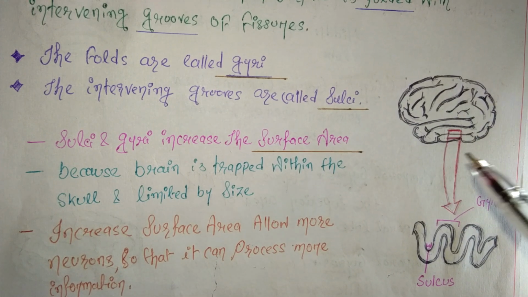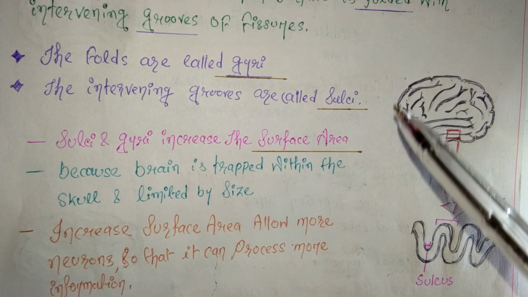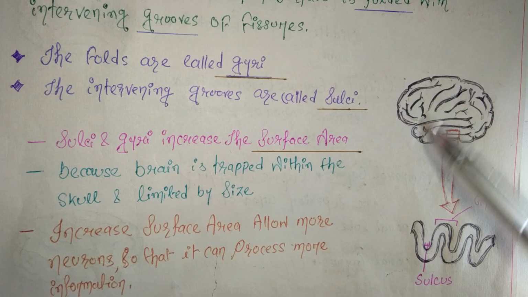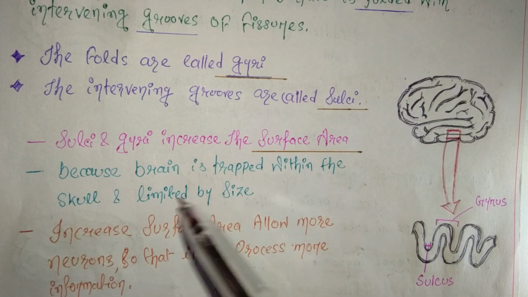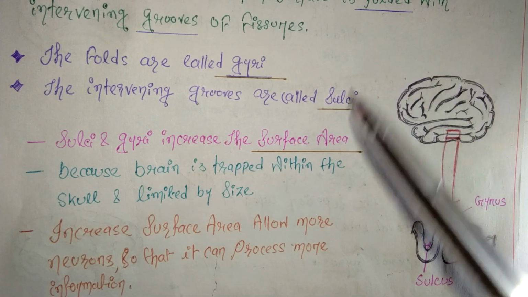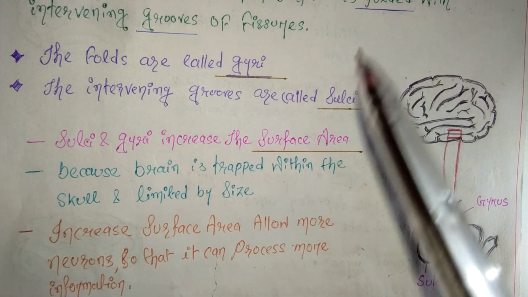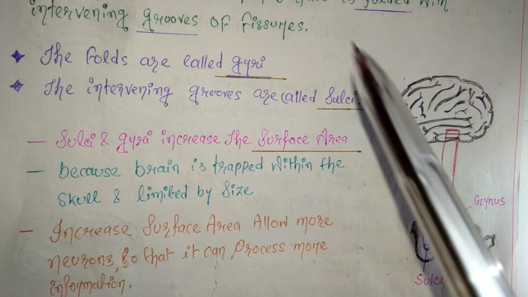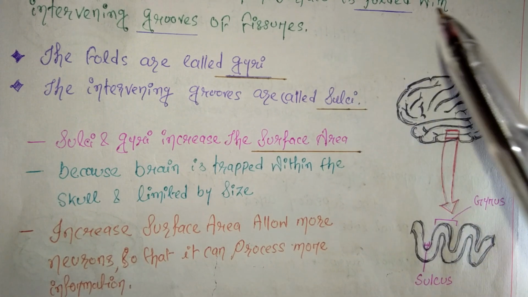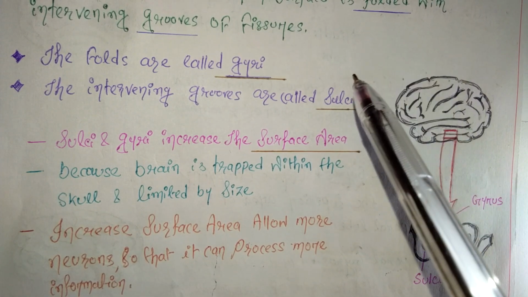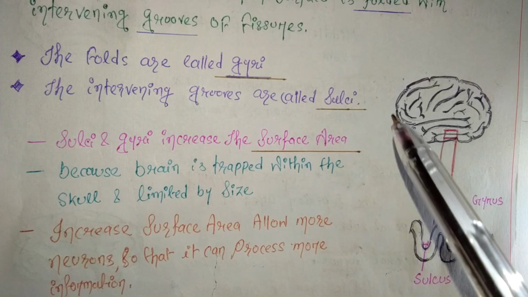So just like that, we have to fold our brain surface so that it can collect more information, because it has a limited place, limited in size. So we have to fold it. Just like I give you an example: we have a small backpack, we have a small area, but we have to adjust many clothes there, so we have to fold that, right?